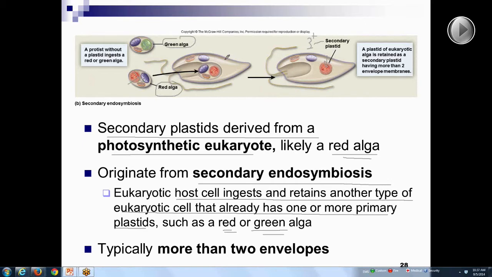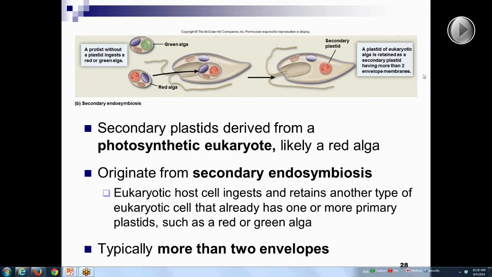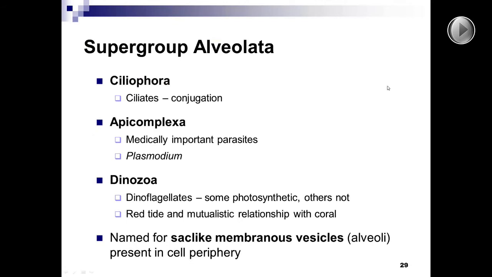So now you see what a secondary plastid looks like. 3 or more layers here, as you can see, and you also now know the origin of the secondary plastid, which is secondary endosymbiosis. Again, typically more than 2 envelopes. Oftentimes either a red or green alga has been engulfed to form that secondary plastid. Okay, guys? So there's a little tutorial on that interesting phenomenon here that occurs. Let's go to the next group here, alveolata.